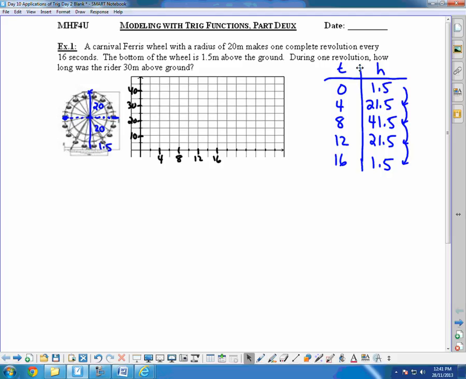And we'll start graphing this. So at 0 time, we start at 1.5, so just above the 0. At 4 seconds, we're at 21.5, so right here. At 8 seconds, we're at the highest point at 41.5. And then back down at 12 seconds, it's back here. And then just above the graph there. And then, of course, this is going to repeat. It's going to come up, and another 4 seconds later, it's going to be back up here, back up at the highest point.